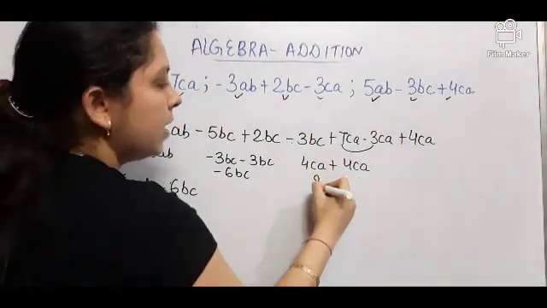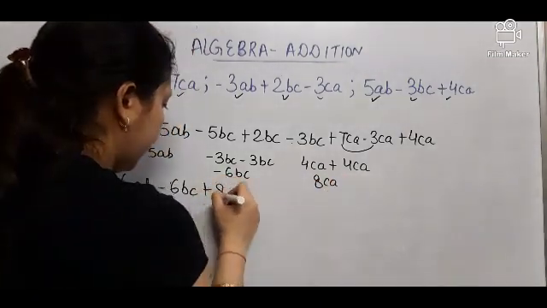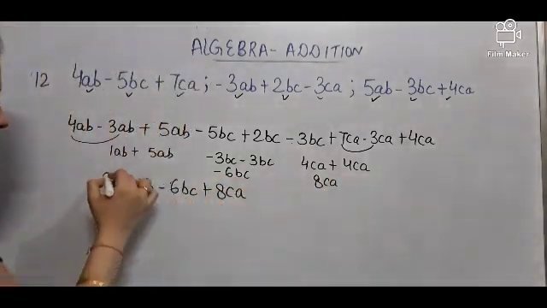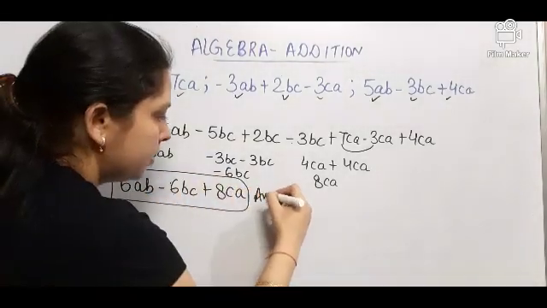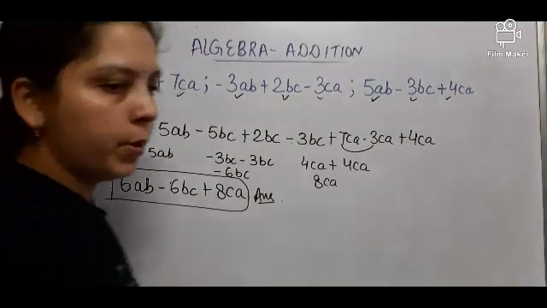So 4ca and 4ca is 8ca. Okay, so 6ab minus 6bc plus 8ca. This is the answer. I hope you get this.